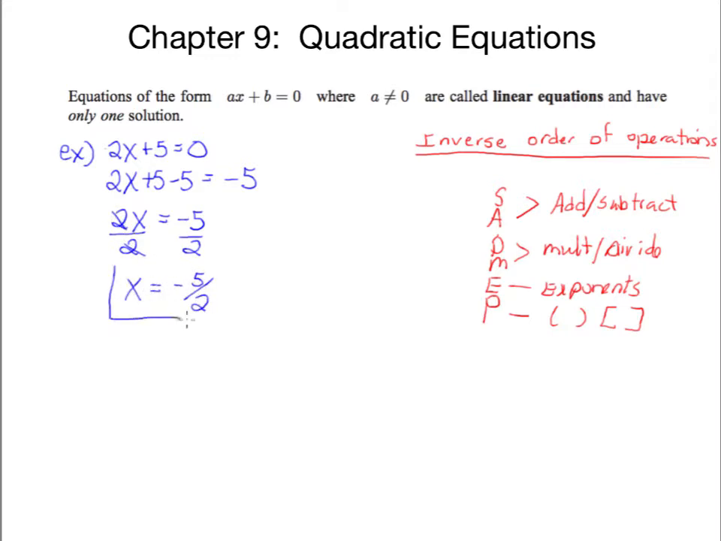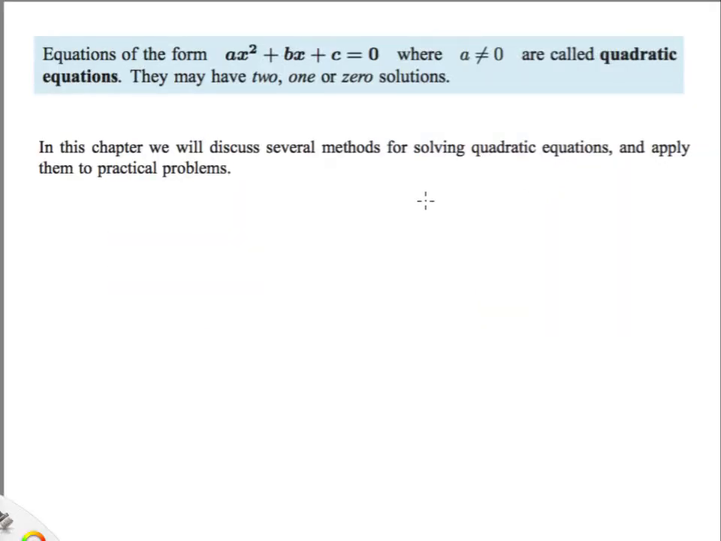In this chapter we'll be learning many methods of solving quadratic equations, but all of these methods require you to use inverse order of operations in order to isolate the x variable. So make sure you understand this procedure clearly. As mentioned in the introduction, a quadratic equation can be written in the form of ax squared plus bx plus c equal to 0, where a is not equal to 0.